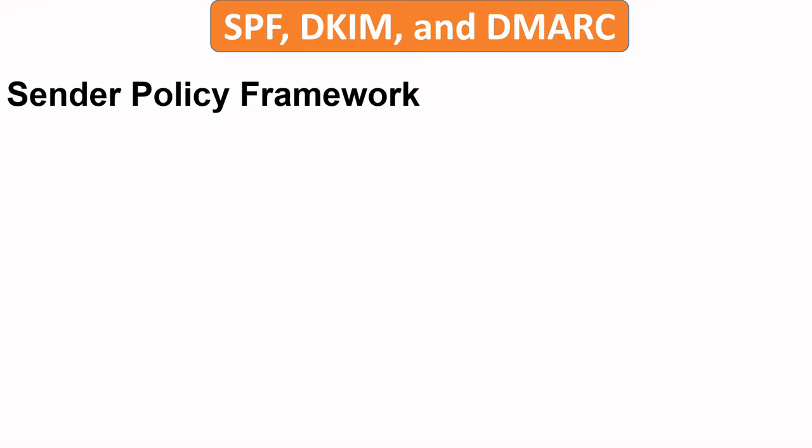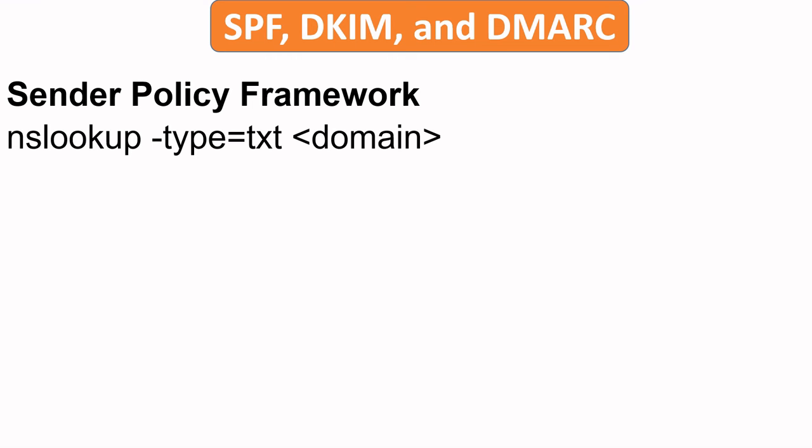To check the SPF entry of a domain, type the following command on the command prompt and press enter. You will see an SPF entry as follows in the result. These are the list of servers from which the emails are allowed. It can be IPv4 or IPv6.